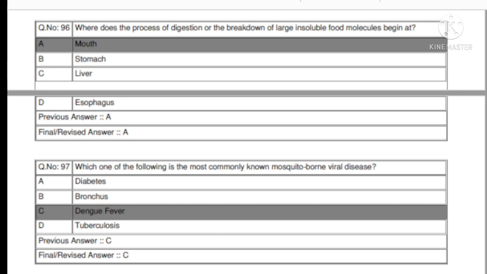Question number 96. Where does the process of digestion, or the breakdown of large insoluble food molecules, begin? As you all know, the process of digestion starts in the mouth, so A is its answer. Stomach is not the answer, liver is not the answer, esophagus is not the answer.